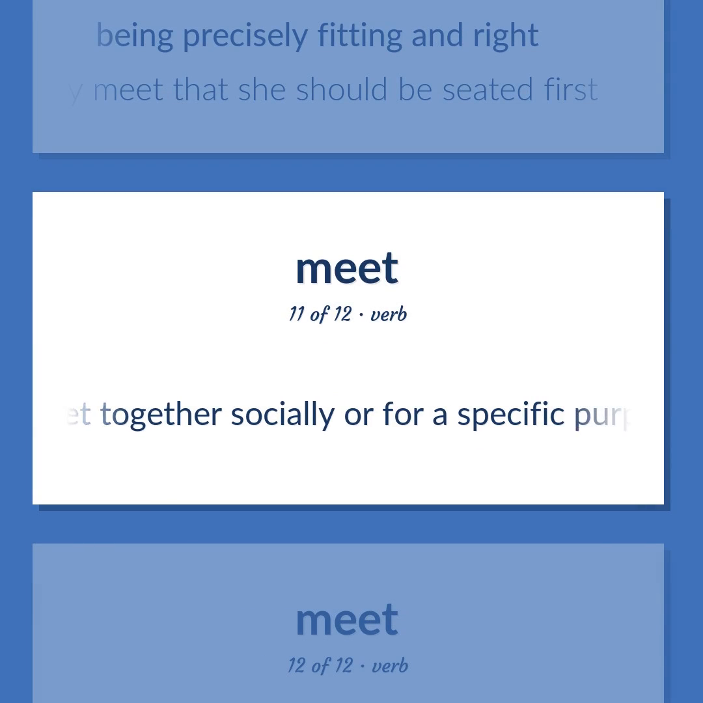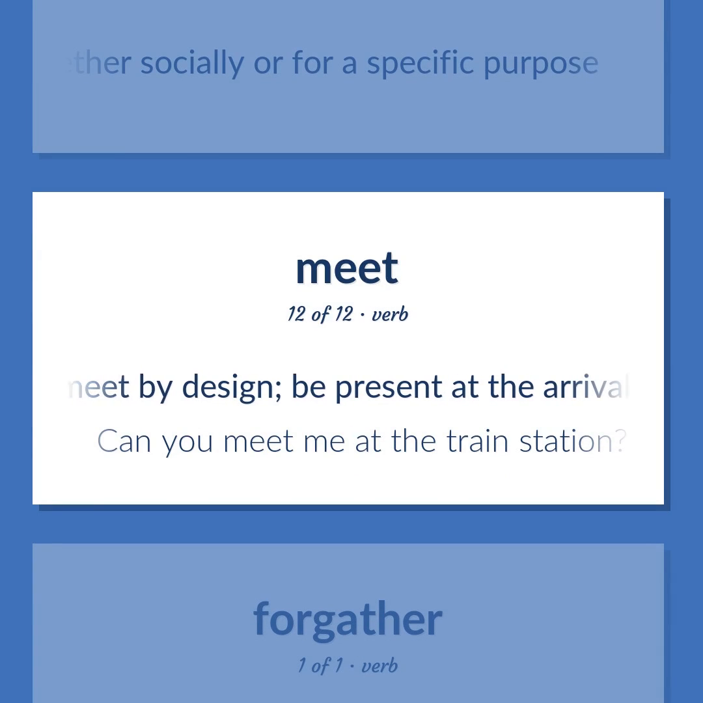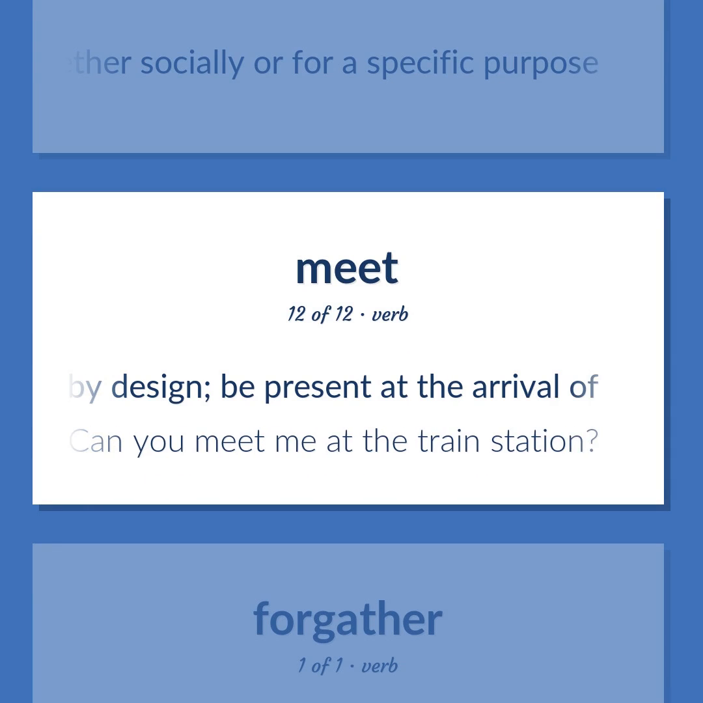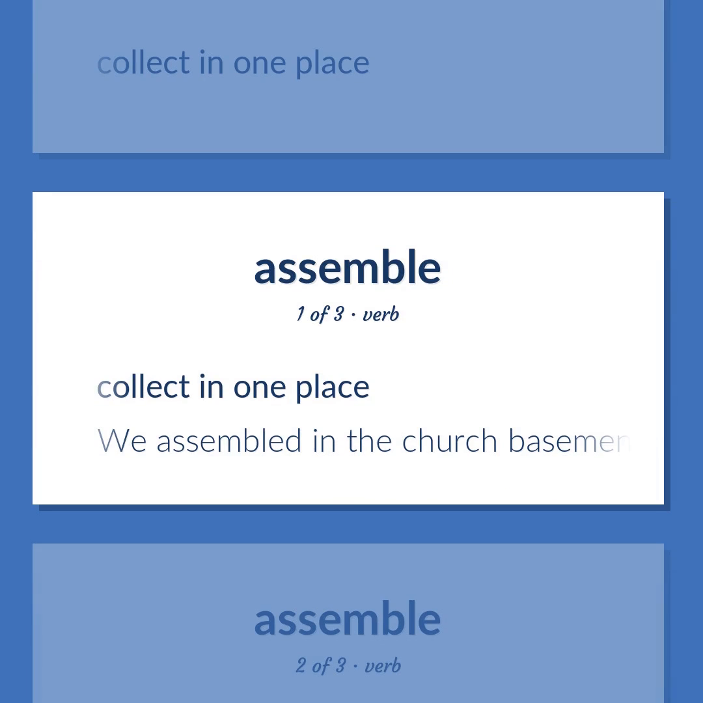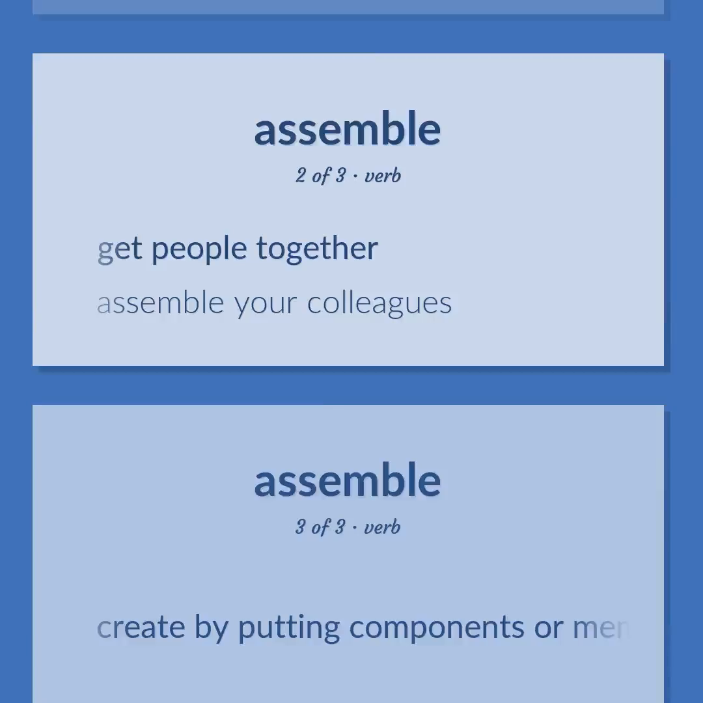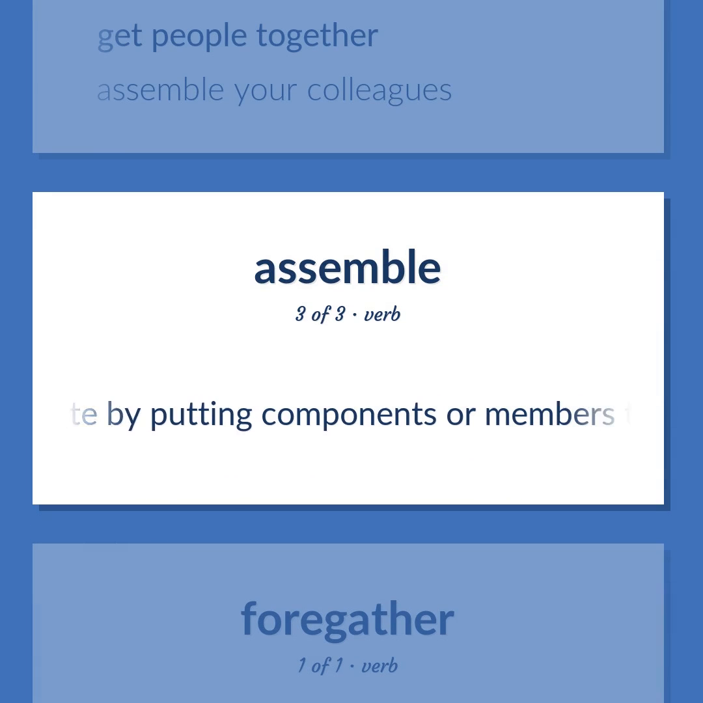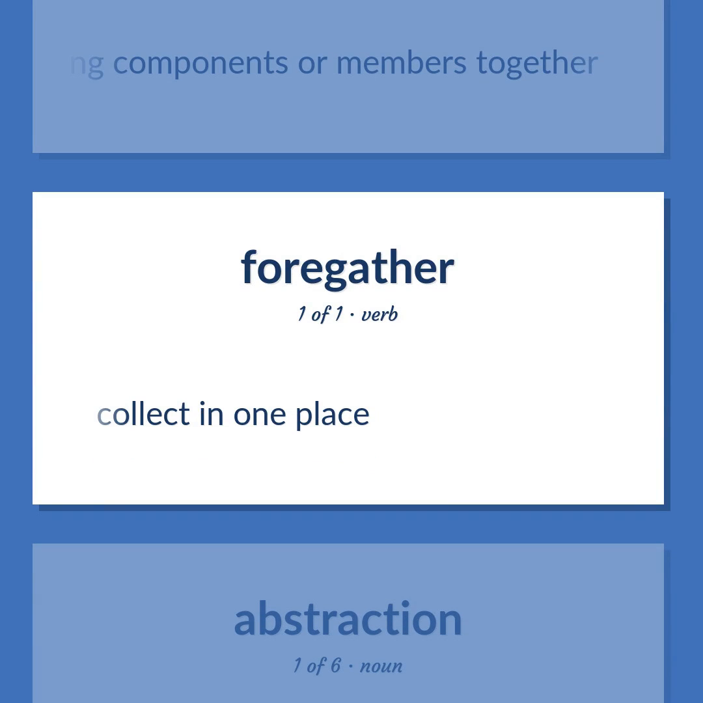Get together socially or for a specific purpose. Meet by design. Be present at the arrival of. Can you meet me at the train station? Collect in one place. We assembled in the church basement. Get people together. Assemble your colleagues. Create by putting components or members together. Collect in one place.